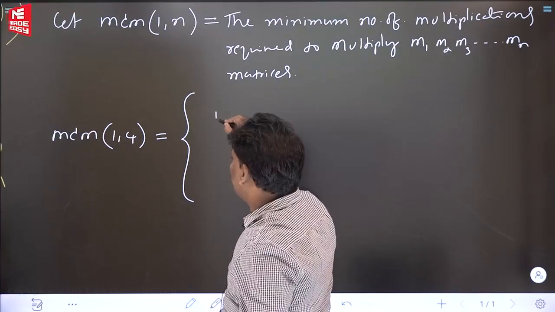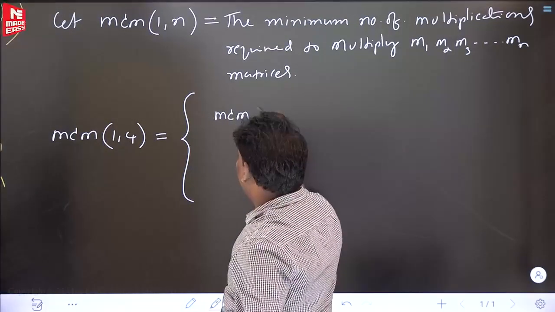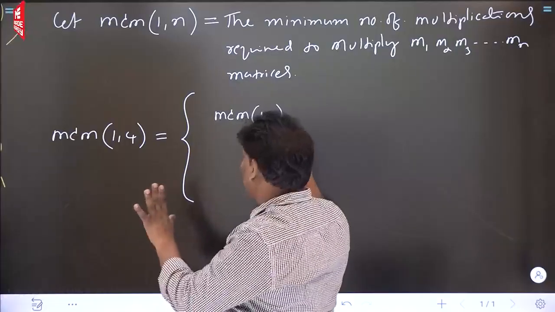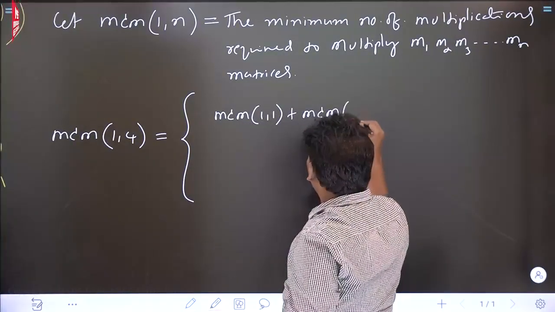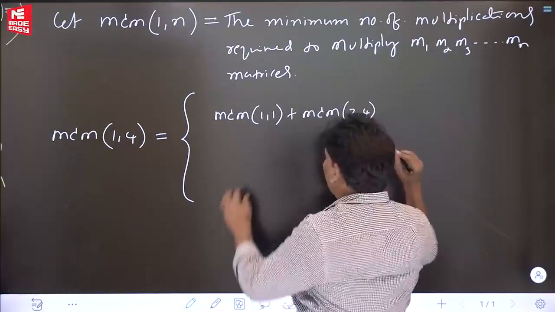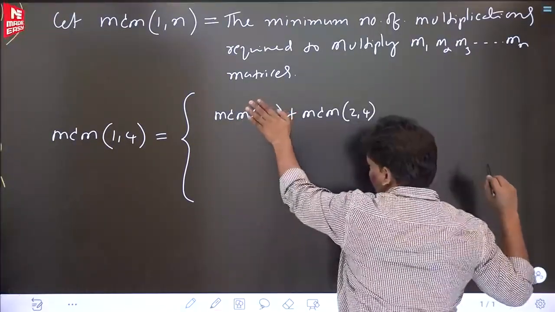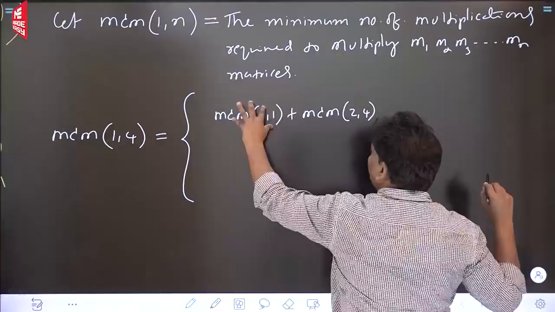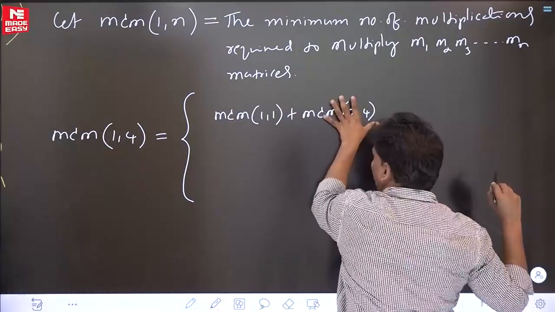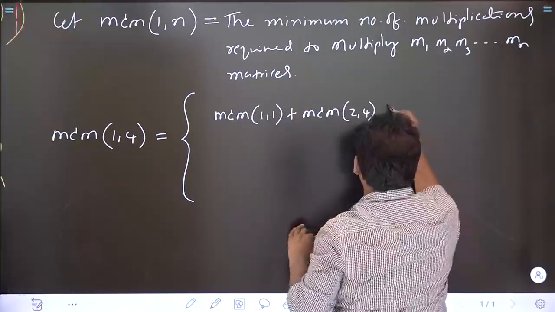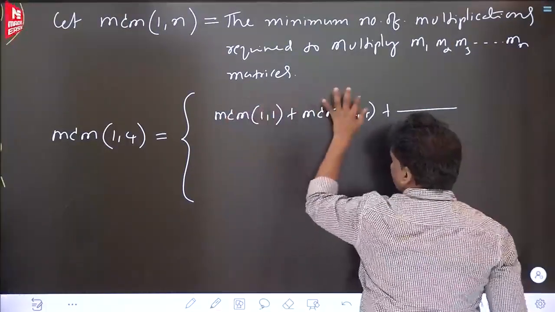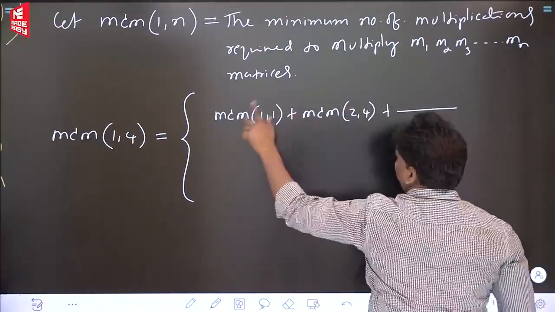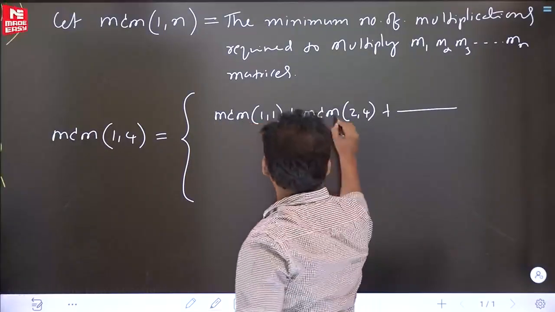This is the first way. See this one, first one. MCM of 1 comma 1, only first one. And the remaining, what is the next one? MCM of remaining means what? 2 to 4. Just to do this, indicating that only A. This is BCD. Just to do A, do BCD also using recursion. After getting both, plus combine cost. This is the left cost, this is the right cost, this is the combined cost. Then the total cost will come. So A into BCD, one way.